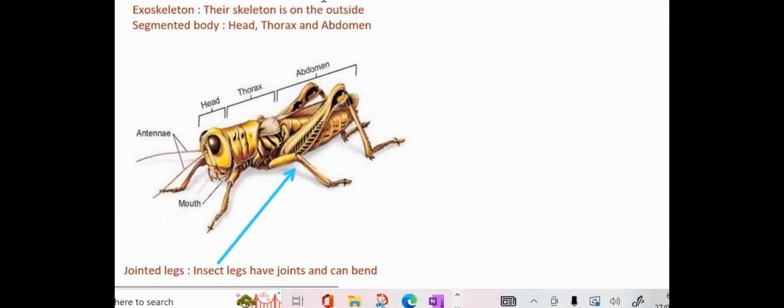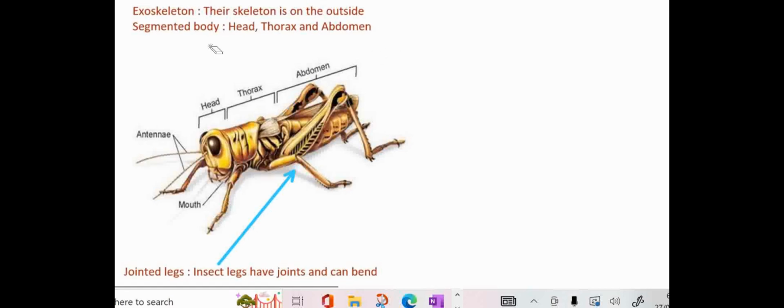Now we sum up about arthropods. It has exoskeleton, that is, their skeleton is on the outside of the body. Next, they have a segmented body, that is head, thorax, and abdomen. And they have jointed legs. It means insects have legs, legs have joints and can bend. So these are the three main characteristics of arthropods.